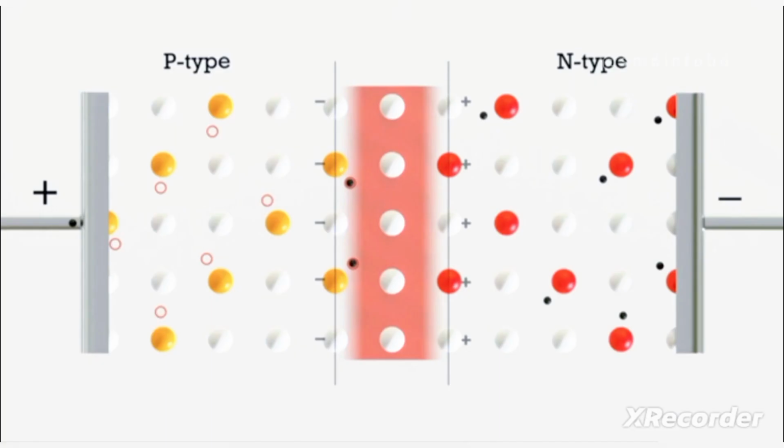But in forward biasing, the polarity of the battery is reversed. Now the P side is connected to the positive terminal and the N side to the negative terminal. In this case, current flows easily through the diode.